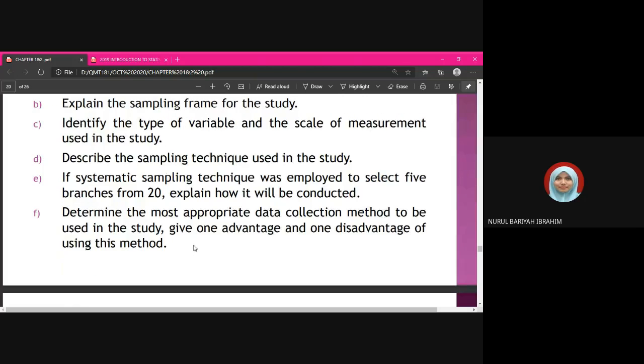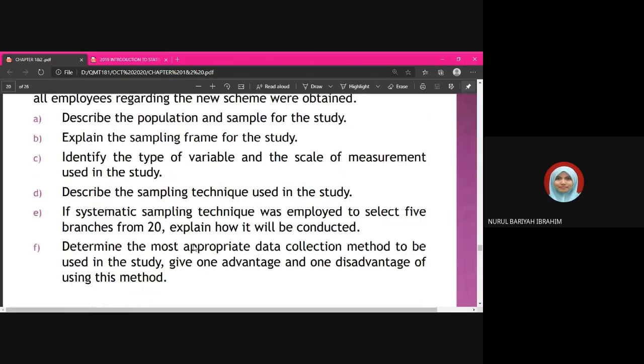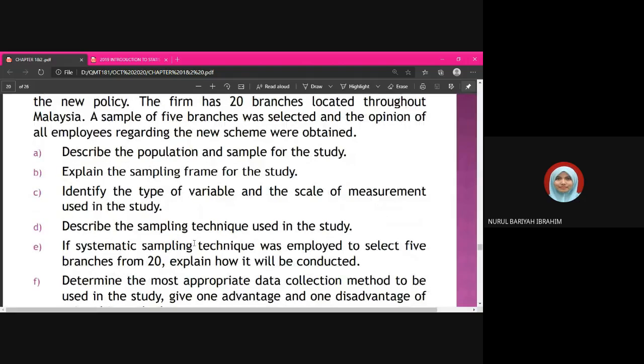Alright, F ni belum boleh jawab lagi. Okay, that is the way how you explain about the cluster sampling technique.